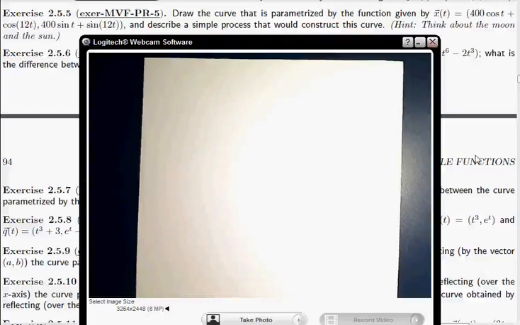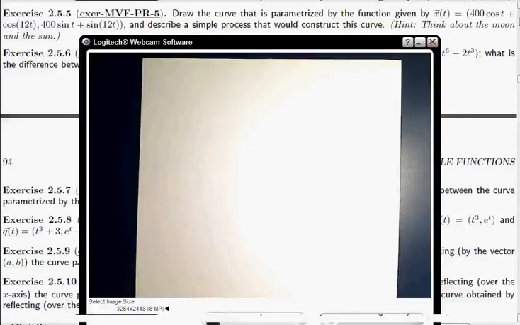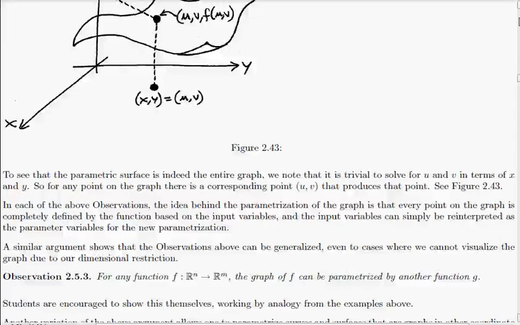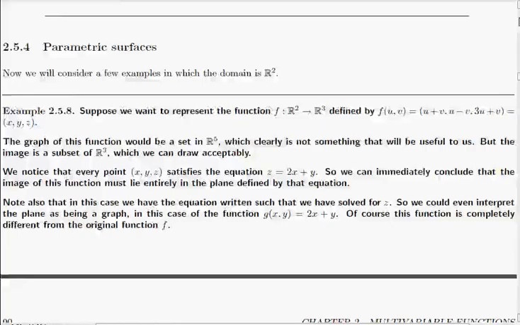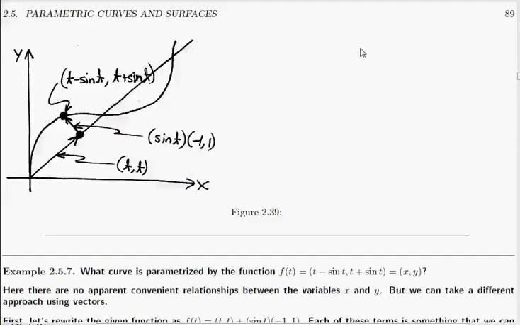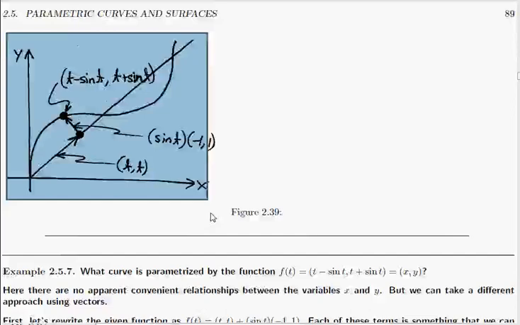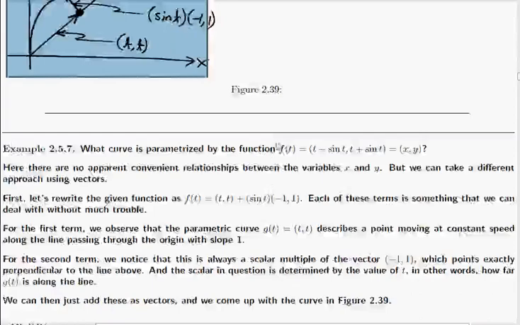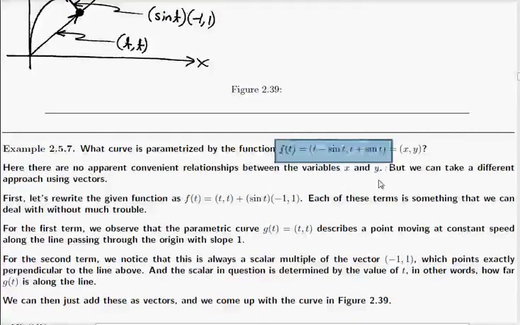Okay, so this problem here, I claim is going to relate to this example back here. We didn't actually talk about it in class, but this one here with this curve. I'll let you read this at your leisure, but if you look at this parameterization of a curve, t minus sine t, comma, t plus sine t, you could rewrite that as t comma t plus sine t times that constant vector.